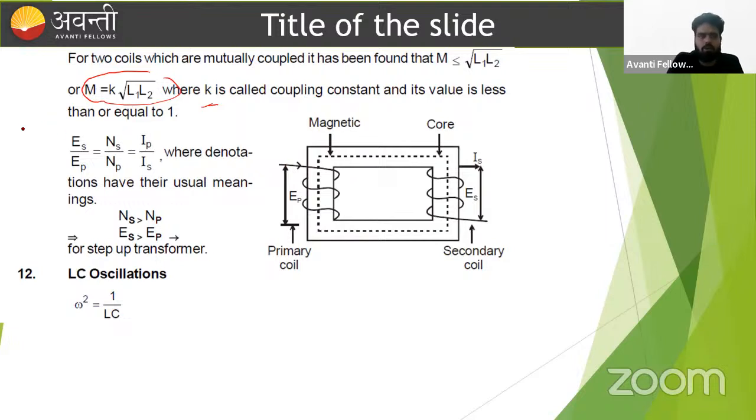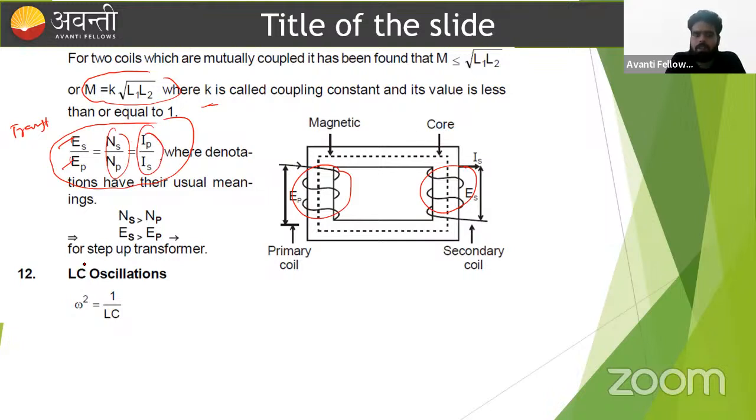Okay. One of the most important topics, we can say, is the transformer. Okay, beta. In a transformer, this is the primary side, this is the secondary side, and we know it works on EMI, electromagnetic induction. The ratio we have to keep in mind is the EMF in the secondary divided by primary, NS upon NP, and IP upon IS.